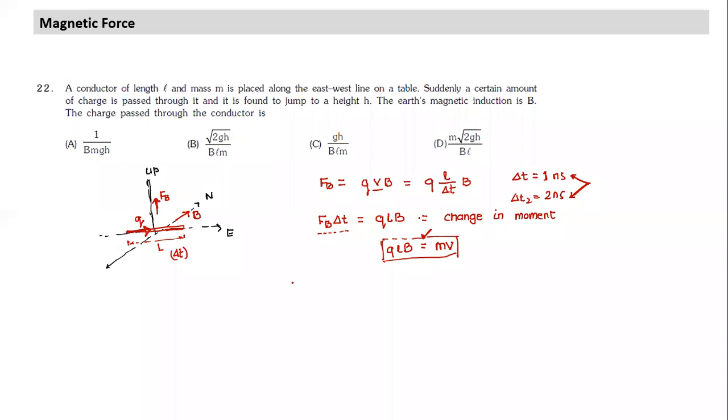So this is momentum. Now suddenly velocity v is imparted, and it jumps to height h. So are h and v related? Yes, h and v are related. What is h equal to? If the velocity is v, h is equal to v square by 2g. So I substitute this in this equation. So h is equal to q square l square b square by 2g into m square. What we need to find here is the charge which has to pass through. The Q value you can easily calculate. Q value comes out equal to m root 2gh by BL.